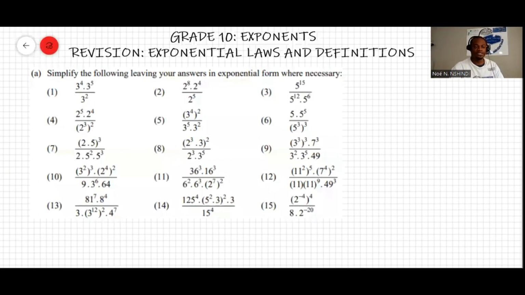Well, this is exercise 2 of exponential laws and definitions, revisions for grade 10. Question A says simplify the following, leaving your answers in exponential form. Okay, now let's start. I'll start with question 1.